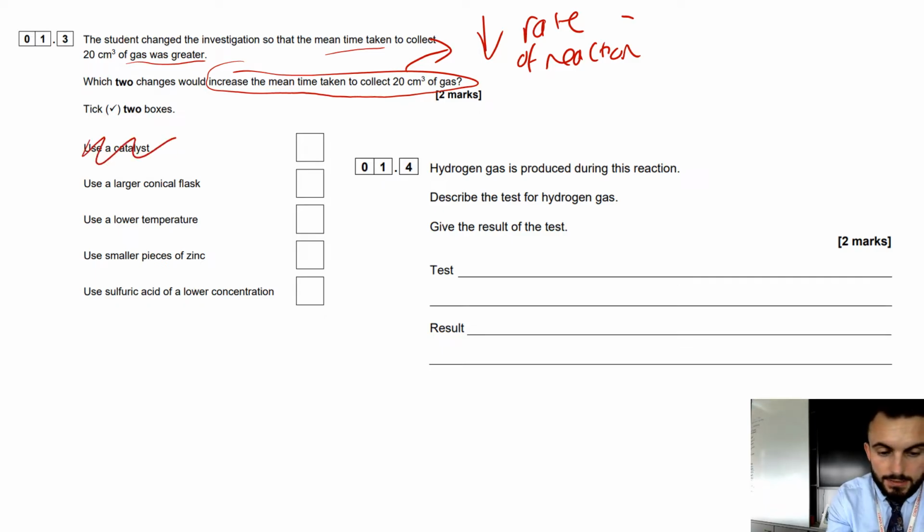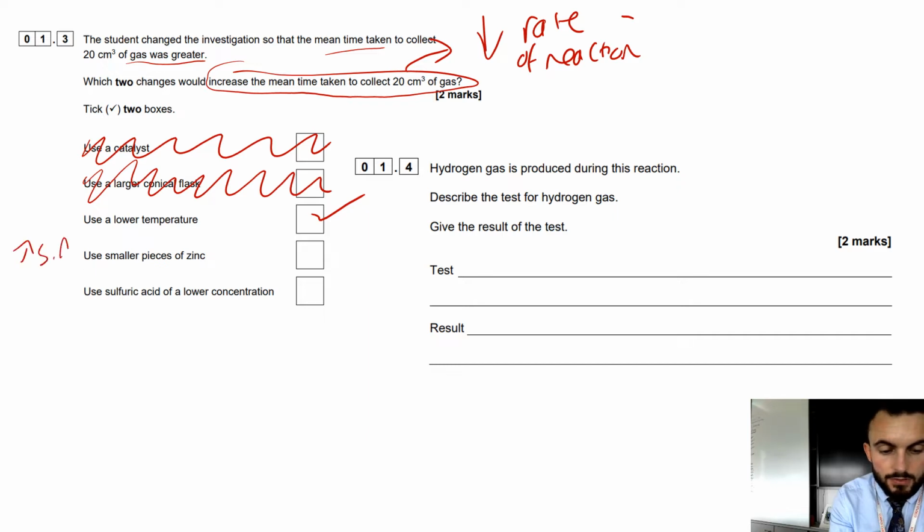Obviously not catalyst, because that increases it. Using a larger conical flask makes no difference whatsoever. Using a lower temperature, the higher the temperature, the faster the rate, so the lower it is, the slower the rate. Smaller pieces of zinc means it's going to be a larger surface area, so that's going to make it go faster. So it's got to be the lower concentration of acid. Make sure you tick 2 for that one, because it says 2.